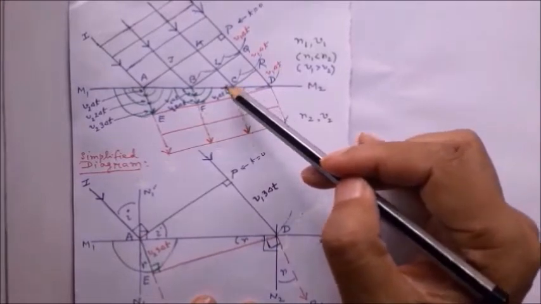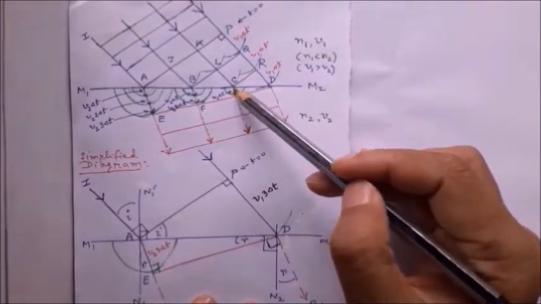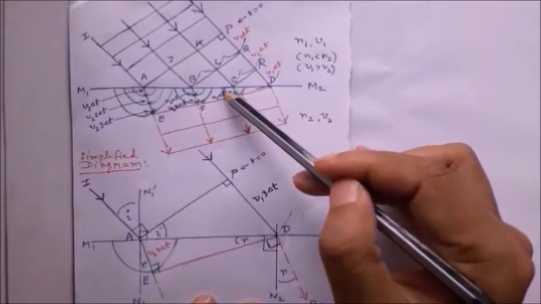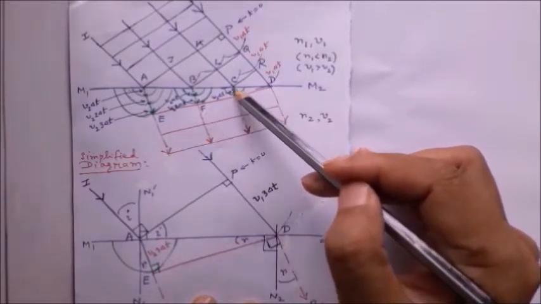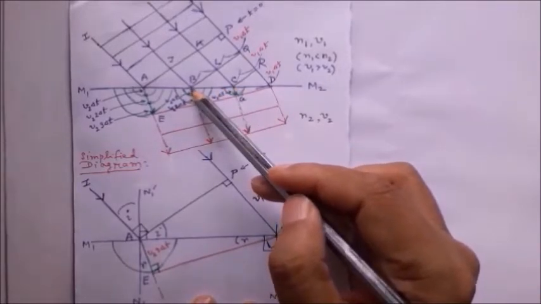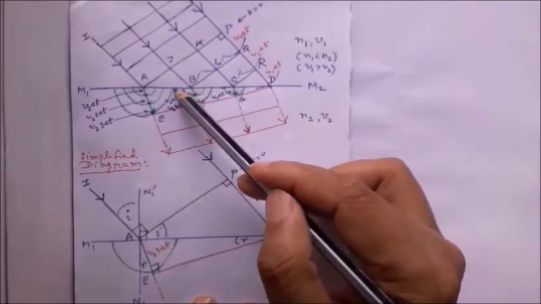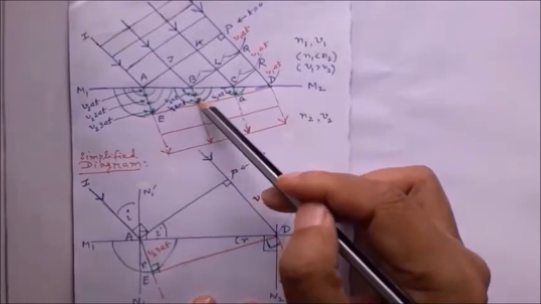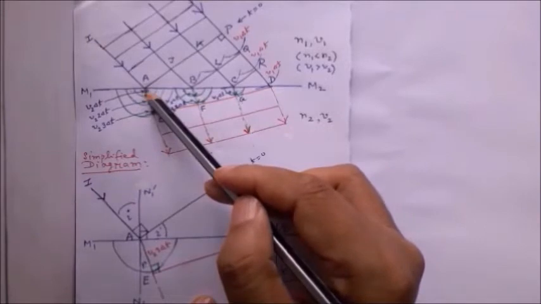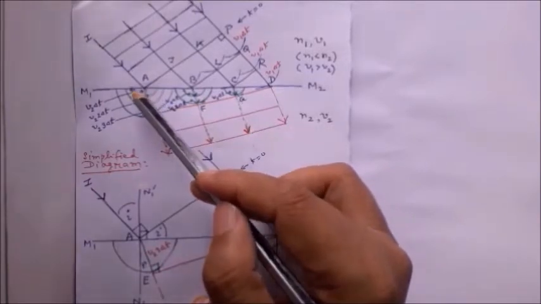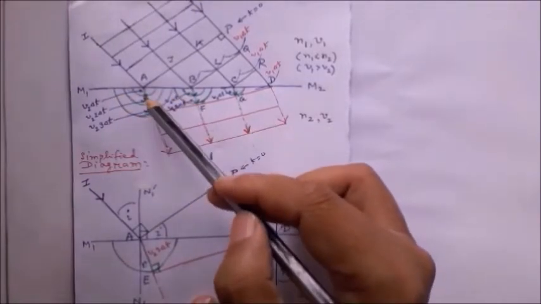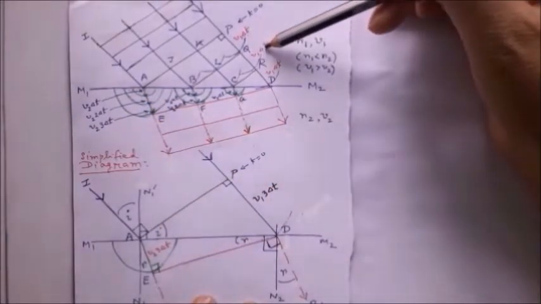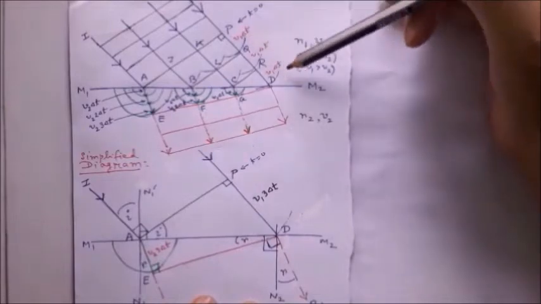Now C has struck the interface, and therefore C will now be the center of secondary waves of radius v2 delta t, and B now will send secondary waves, and the spheres are of radius now v2 twice delta t, and A will now send secondary waves having sphere radius v2 into thrice delta t, because here delta t plus delta t plus delta t is thrice delta t.